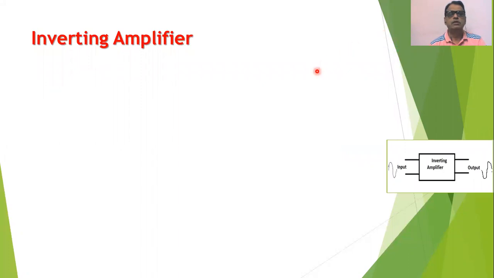So let us start the session with what we mean by inverting amplifier. As shown in this block diagram, an inverting amplifier is an amplifier in which when some input voltage is applied, then at the output we will get the amplified output voltage. Observe that this amplifier will have a phase difference of 180 degrees between input voltage and output voltage. That is, when a positive half cycle is applied to the input, then at the output we will get a negative half cycle.